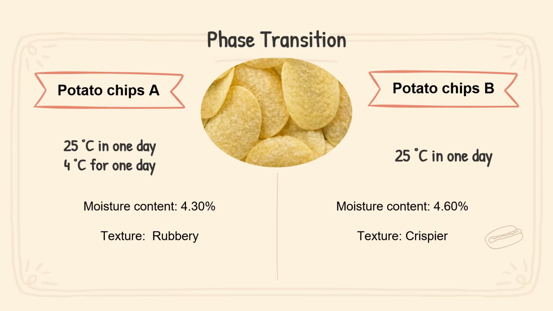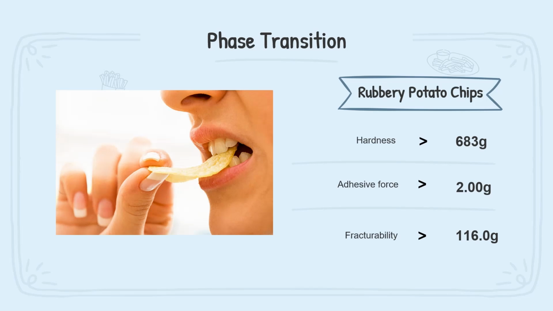Potato chips B was not as rubbery as potato chips A as it absorbed moisture from the surroundings slowly. Based on our texture analysis result of potato chips under normal conditions, rubbery state of the potato chips will affect chewiness and gumminess of potato chips. Amount of force required to deform these potato chips is higher than the hardness of normal potato chips, which is 683 gram.